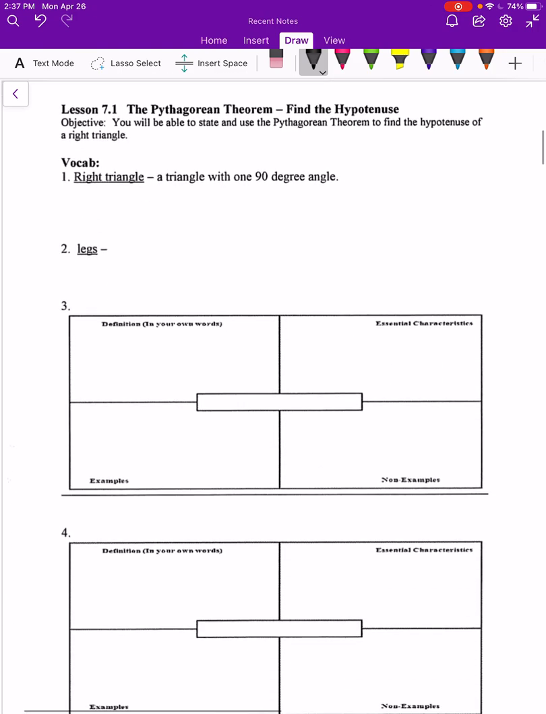Lesson 7-1, the Pythagorean Theorem. We're going to find the hypotenuse first, okay? So if you were in class with me, we talked about the history behind the Pythagorean Theorem. It was created by a man with the last name of Pythagoras, and he studied different math concepts, and he figured out the Pythagorean Theorem by studying the Egyptian rope stretchers. And those people were the ones who made the Egyptian pyramids.